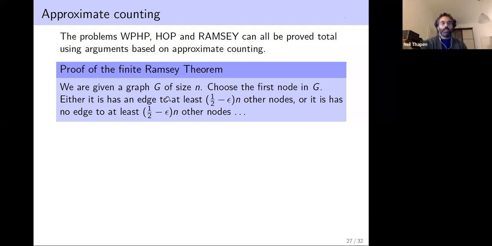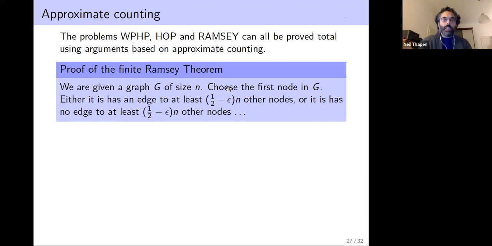So we're given some graph G of size n, and we want to find a clique or anti-clique. So the procedure is we choose some node, it can be the first node, and then either there's a set of half the nodes it has an edge to, or a set of half the nodes it doesn't have an edge to, and you take whichever one's bigger, and then you take one of those nodes, and either this has an edge to half the rest or not to half the rest, and you keep on doing this. And after log n steps, you have enough to find a clique or an anti-clique.